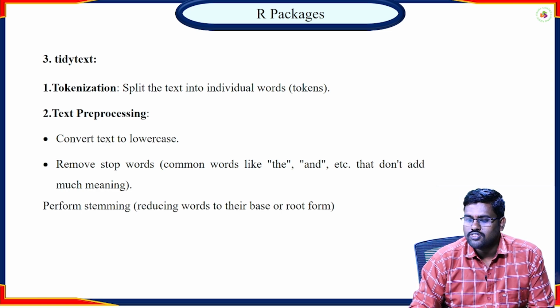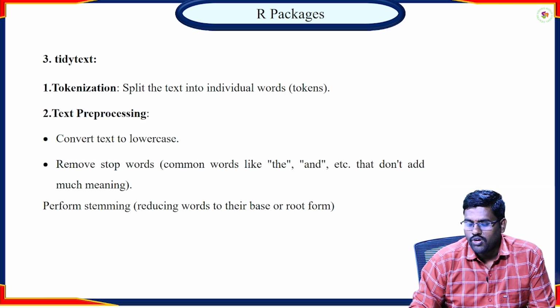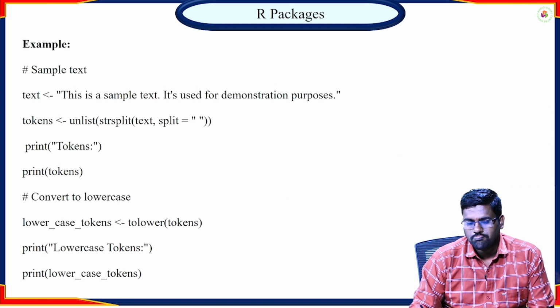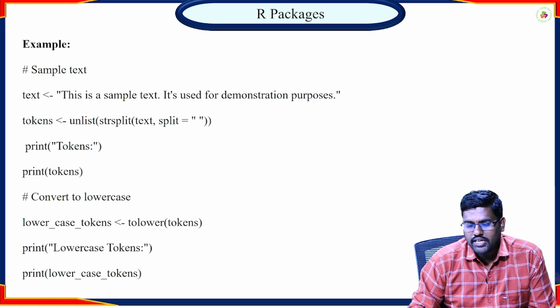Next step, text preprocessing, means first the given statement's words are converted into lowercase, second we need to remove the stop words, and after that we need to perform stemming. Removing stop words means words like the, a, and, is, or; these all belong to stop words. Stemming means endings like is, ing, these types of things are removed from the structure. Now see, this is our example. I have taken the text: this is a sample text, it's used for demonstration purposes.